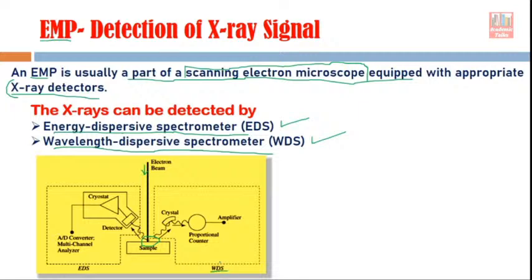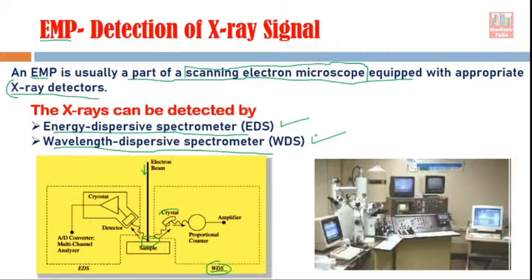In case of WDS, wavelength dispersive spectrometer, we have a crystal, and that crystal is used to identify the wavelengths of X-rays which are coming out of the sample, and once we identify the wavelengths, we can identify the element which is producing those wavelengths. So that is the working of these two detectors, energy dispersive spectrometer and wavelength dispersive spectrometer. We are going to discuss these two spectrometers in more detail in the coming slides.